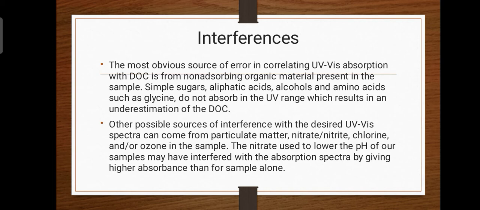Nitrite absorbs at 330 nanometers due to an n to pi transition. Nitrite also absorbs at 280 nanometers and 360 nanometers, but it is not usually found in natural water or treated wastewater. The nitrate used to lower the pH of our samples may have interfered with the absorption spectra by giving a higher absorbance than the sample alone.